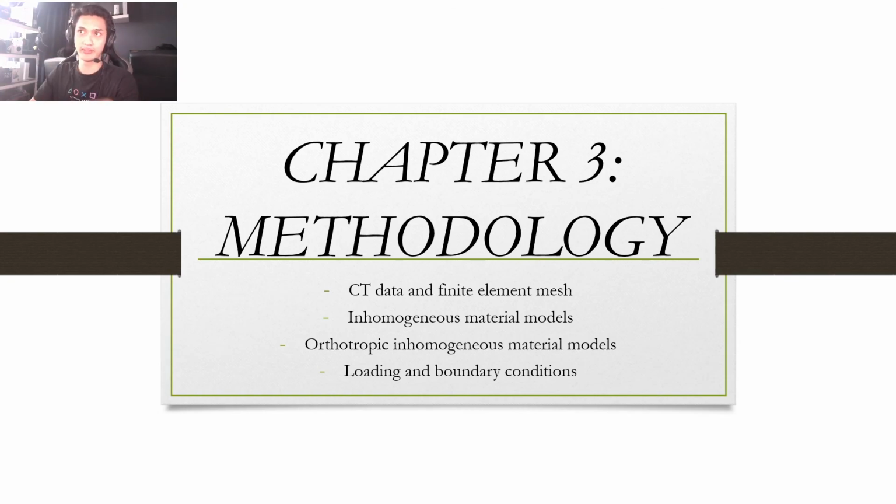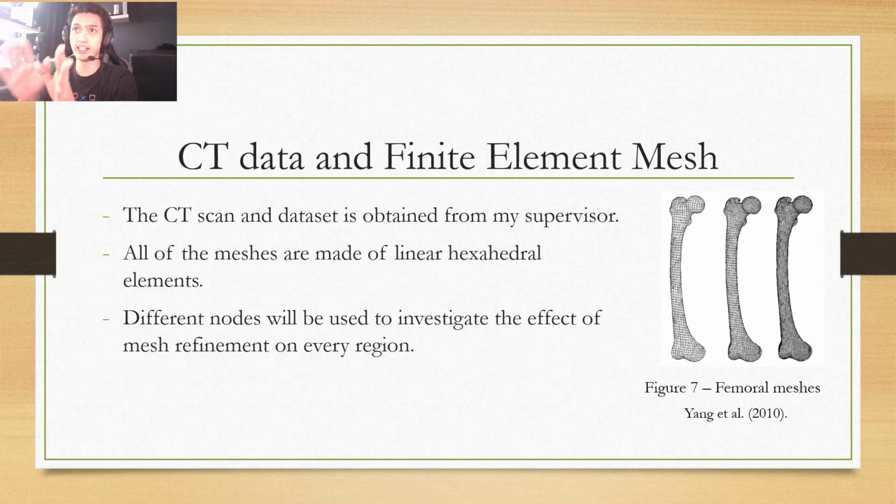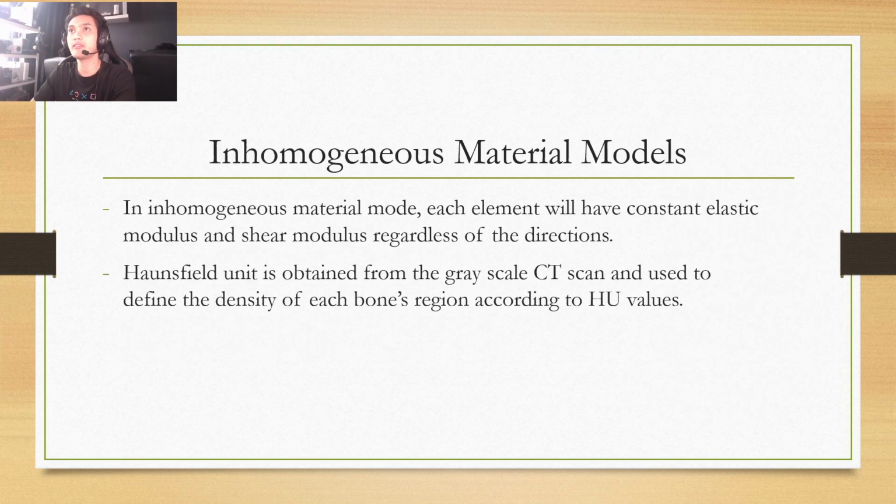The last one is the methodology, the CT scan and finite element mesh. The CT scan is how we create the femur bone using the appropriate software. As you can see, different nodes will be used to investigate the effect of mesh refinement on every region. The mesh is made of linear hexahedral elements.